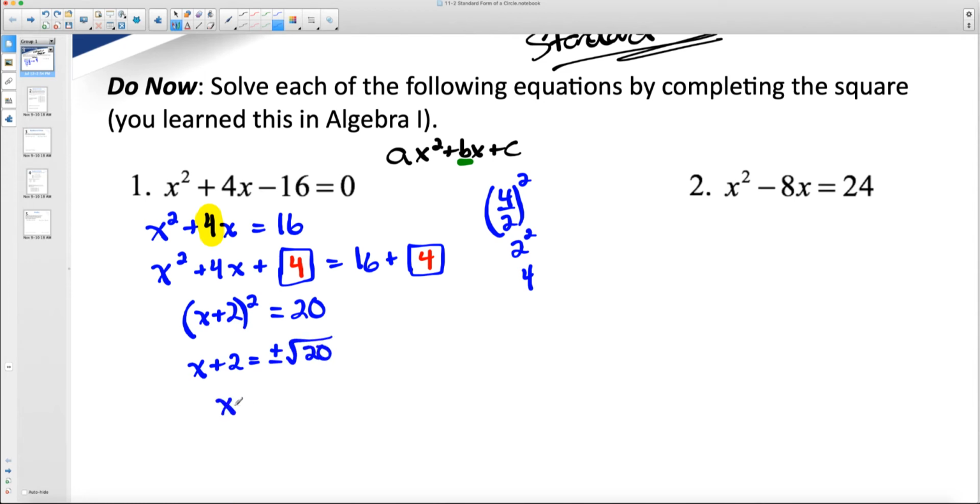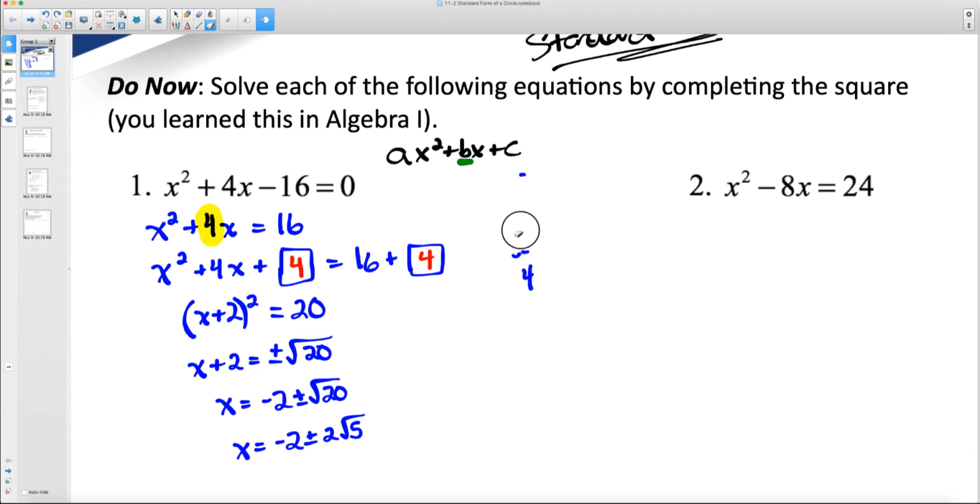Then move the 2 over. And then we could break down that square root of 20 to be 2 radical 5. So that's one way to solve. Remember, we have a couple of ways to solve. We try to factor at first. If not, we look to use the quadratic formula or what we call completing the square, which is what we just did. Now, that's not what we're going to do today. We're not going to solve quadratics, but we are going to use the skill of completing the square.